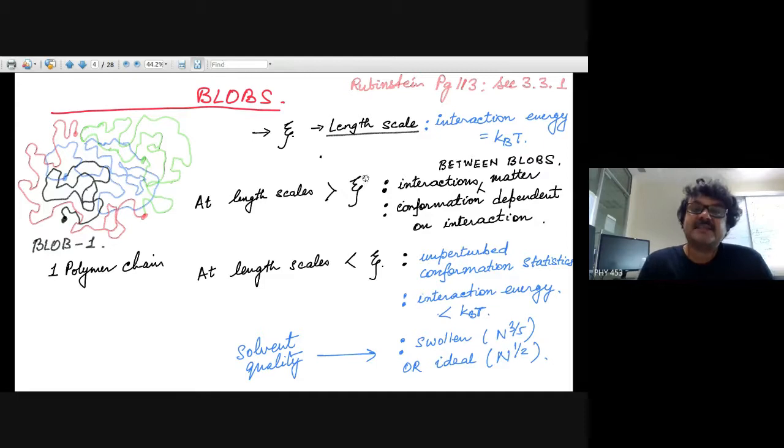So at length scales greater than zeta, interaction between blobs matters, and that's of the order of kBT. At length scales less than zeta, you basically have unperturbed conformation statistics, and depending upon what the physics is, it could be swollen or ideal below the length scale of blobs. Above the length scale zeta, blobs interact with each other with energy kBT. Below that, it's relatively unperturbed. There's not much interaction.